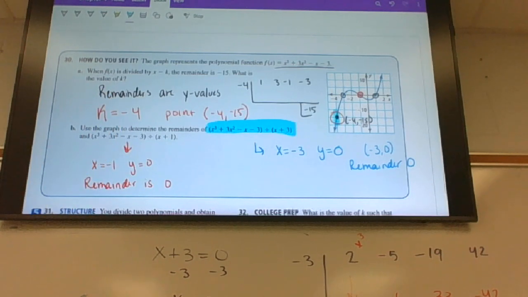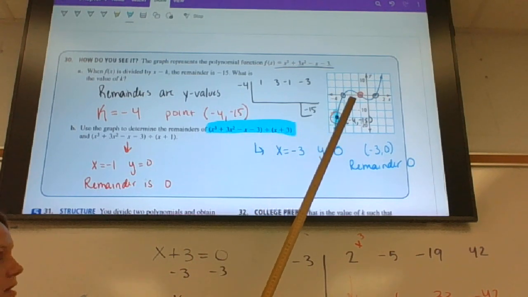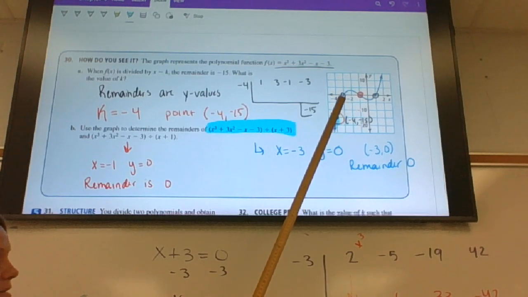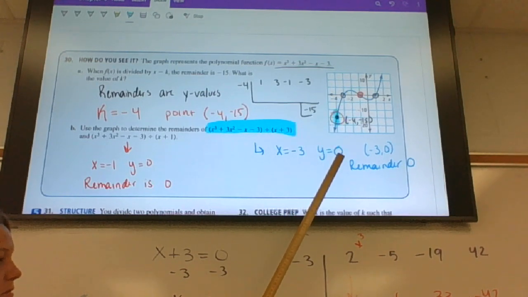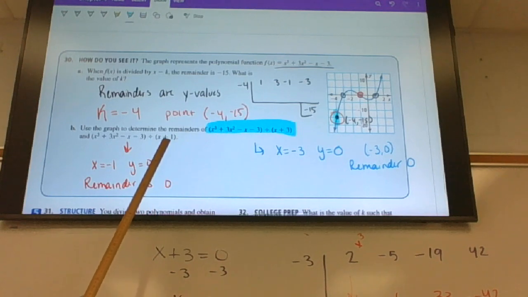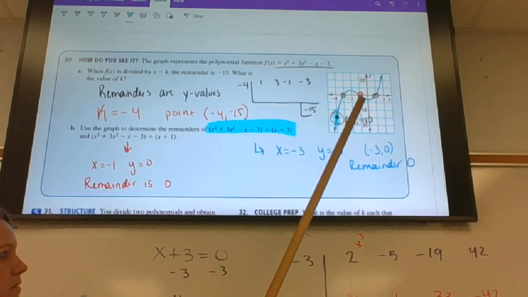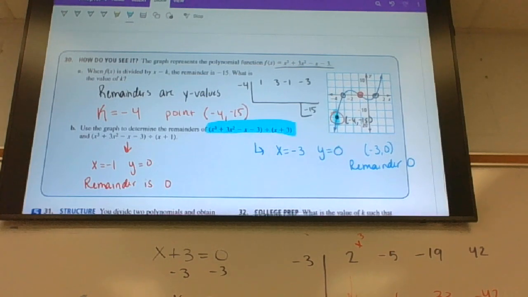It says use the graph to determine the remainder. So for x plus 3, I solve it. I get -3. -3 is right on the x-axis. It's an intercept. The remainder would be 0. For x plus 1, I solve it. I get x equals -1. I look at -1 again on the x-axis. The remainder is 0. The y value is the remainder.